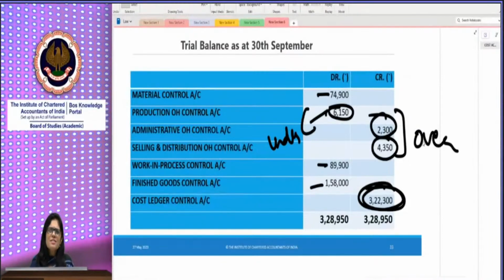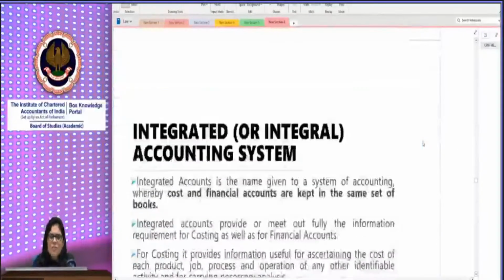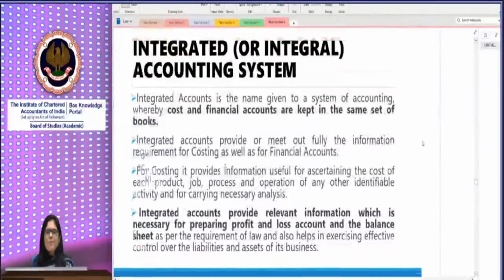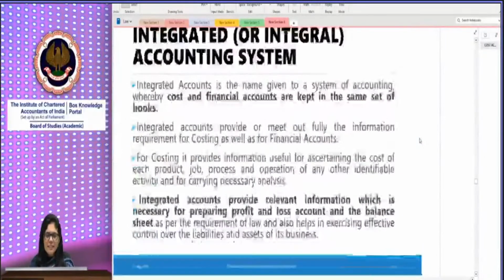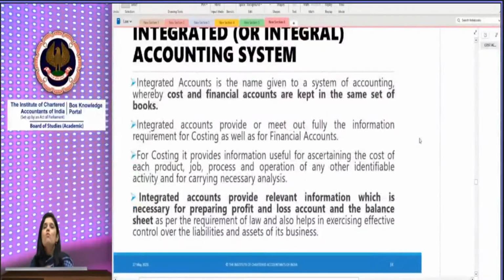There is just one difference. So we are moving to integrated system. I hope you have understood the non-integrated. Integrated, we make one set of books, only one set of books. Clear? So we have to merge costing and financial account both. There is just one difference. I'll try to explain it in one sentence. I will tell you what's the difference, and it will be so easy for you to make integrated.